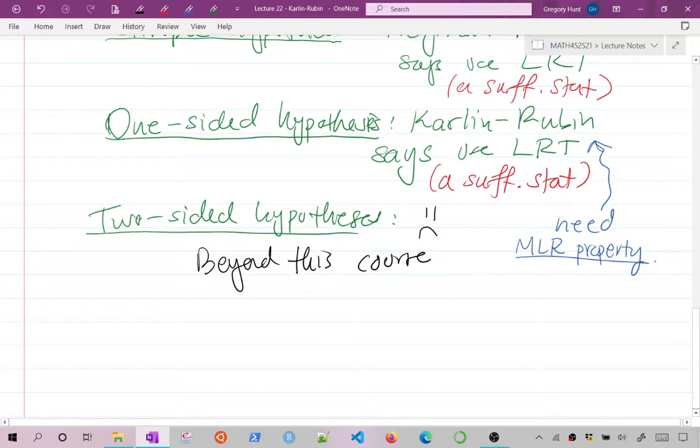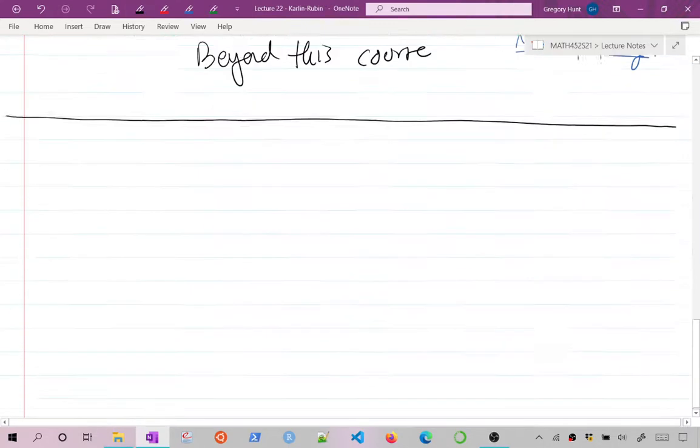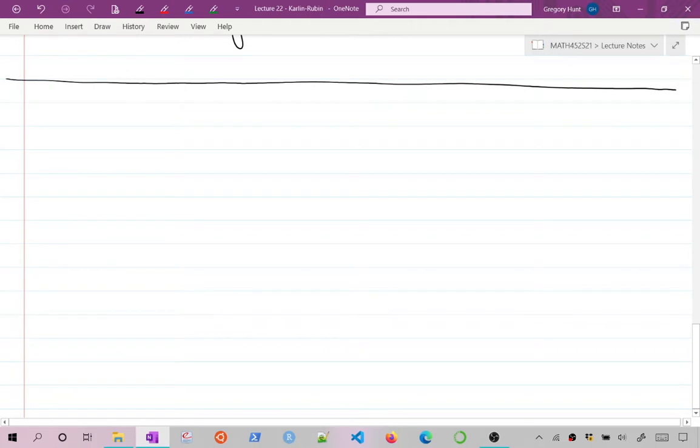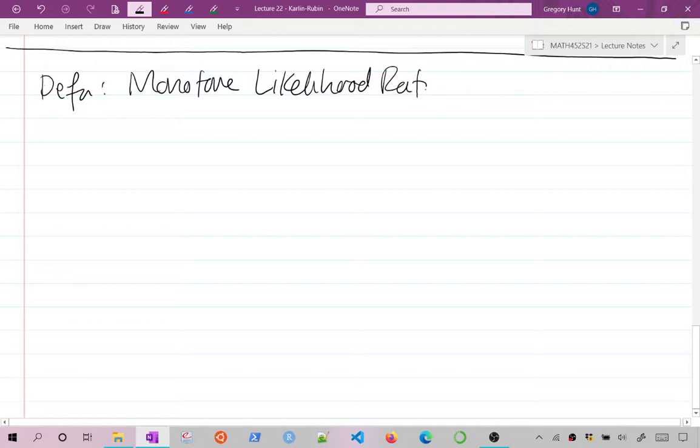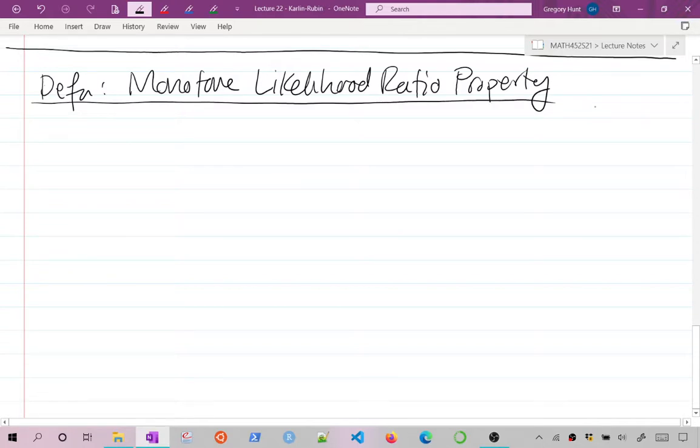Well, let's write what it is. We talked about it a little bit last time. Let's just do a little bit of a review of what the MLR property is. Okay, so let's give ourselves a definition here. Definition: monotone likelihood ratio property. And so you can see from the name of it, it has to do with the likelihood ratio. This is typically denoted as MLR.